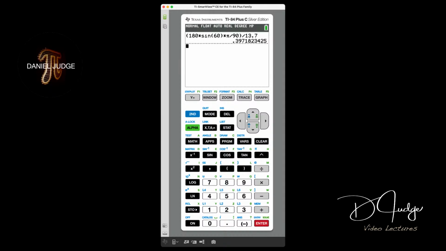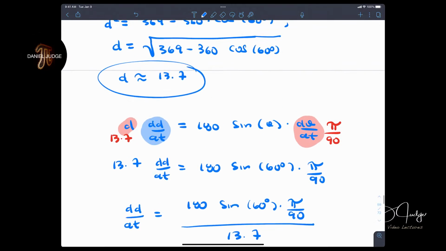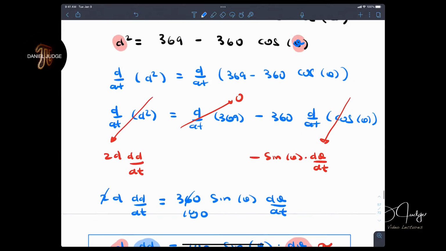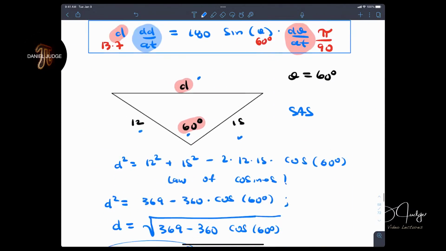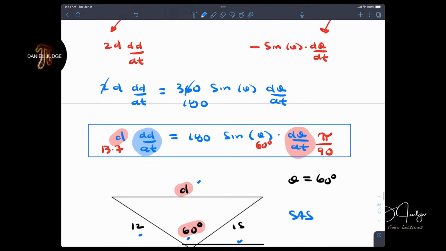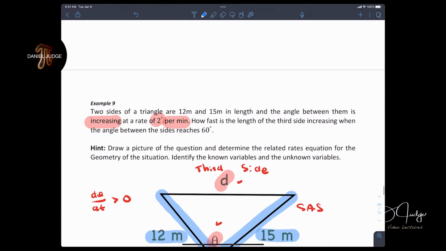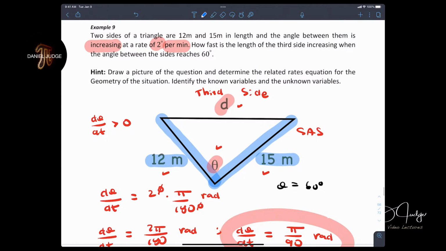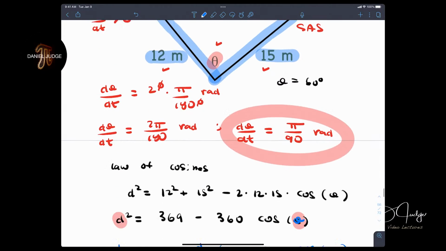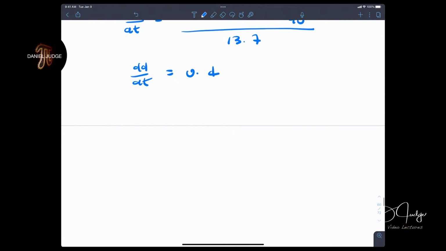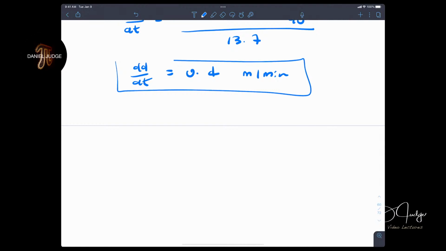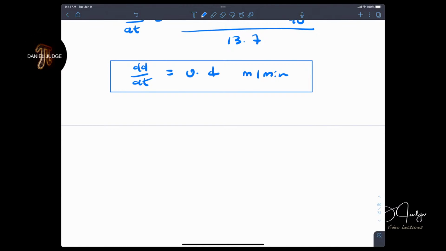Okay, let's approximate this. This is going to be 0.4. Let's go back. iPad. 0.4 what? What was the units? Meters. And is it meters per second or meters per hour? Per minute. 0.4 meters per minute, ladies and gentlemen. And that's just a rate of change. And there you go.